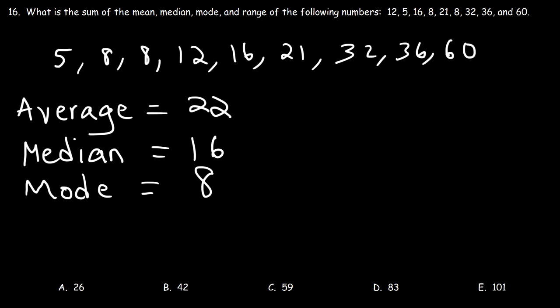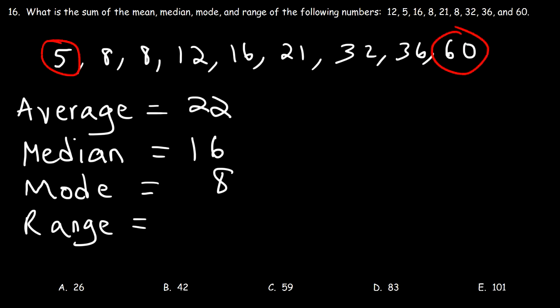Now what about the range? The range is the difference between the highest number and the lowest number. So the highest number is 60, the lowest number is 5. 60 minus 5 is 55.